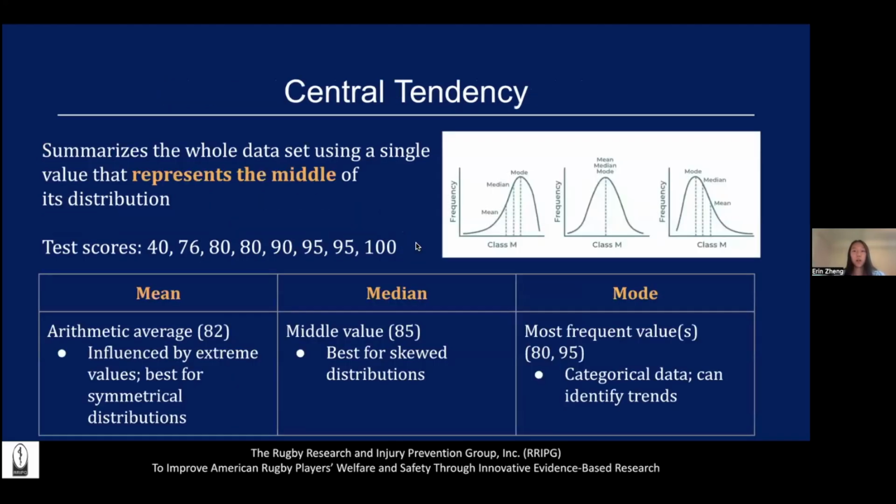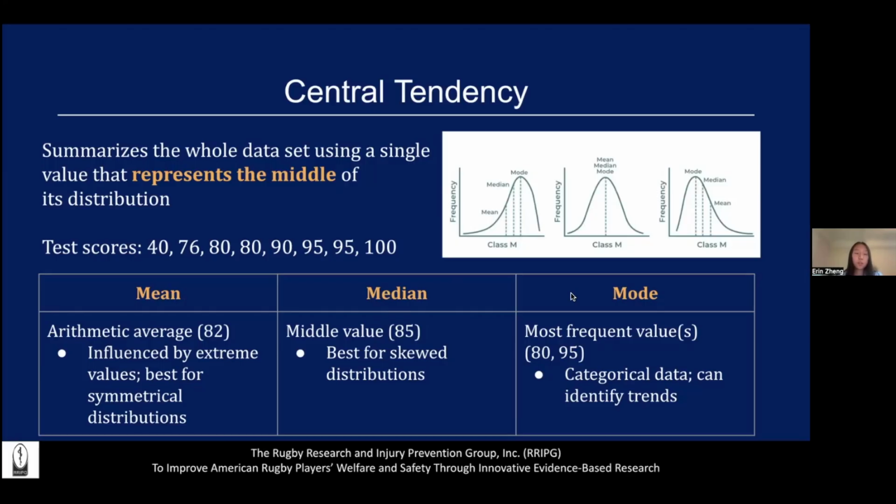So first I'm going to talk about central tendency, which summarizes the whole data set using a single value that represents the middle of its distribution. This can help us identify where most of the numbers in the data fall, and it's best applied on continuous data. So using this sample data set of test scores, I'm going to go over mean, median, and mode, which I'm sure most people are familiar with.